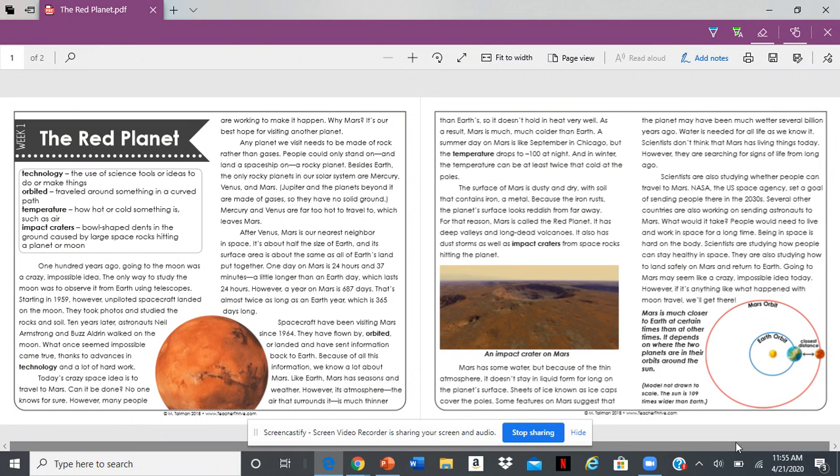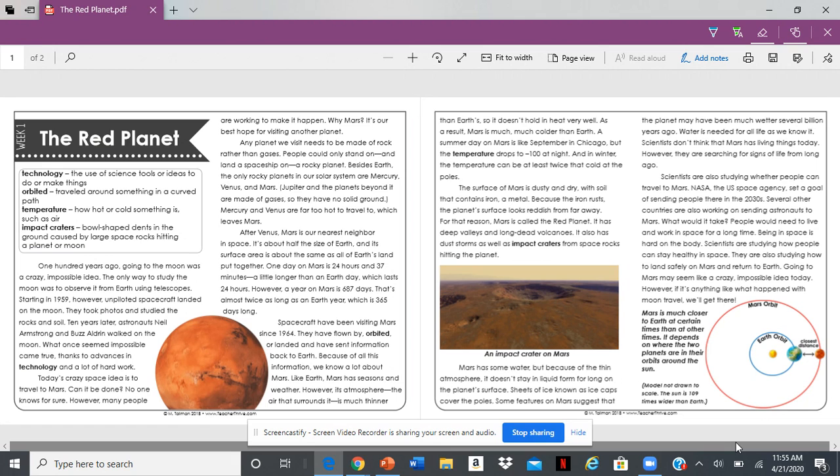So I have up here the Red Planet reading passage that was assigned to you, and that's available on our website in the files folder, where you can print it if you wanted to, or just read it online. I'm going to read it online. I've already read the passage, just like you have probably already read the passage. And we're going to go through and find ways that the author has compared them.